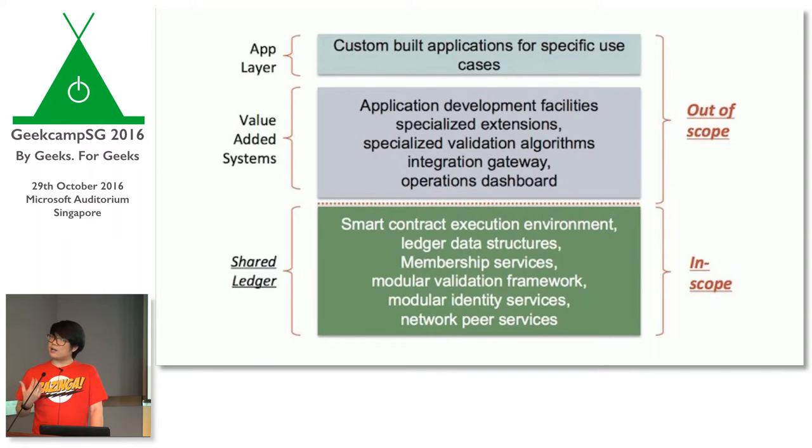Membership services is part of it, which allows you to connect with whatever authorization mechanism that you need or want, using CA, certificate authority and all that. Validation framework, identity services, and so on and so forth, network peer services. What is not in scope is actually the development stuff, right? So the main purpose of HyperLedger, of course, is for organizations to actually make money out of it, right?